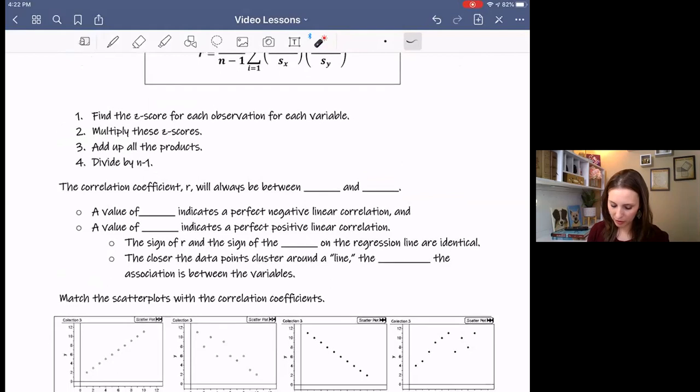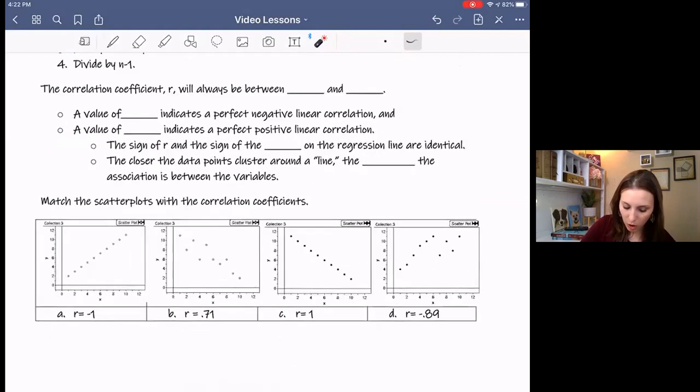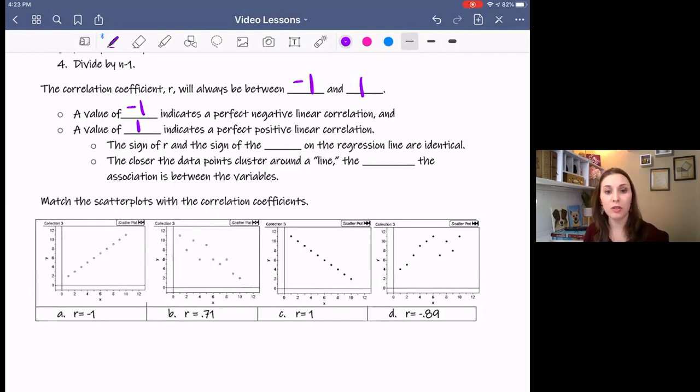So a couple of things about the correlation coefficient. It will always be between -1 and +1. If it's not, then you know you've done something wrong. And a value of -1 indicates a perfect negative linear correlation. And the value of +1 indicates a perfect positive linear correlation between the two variables.